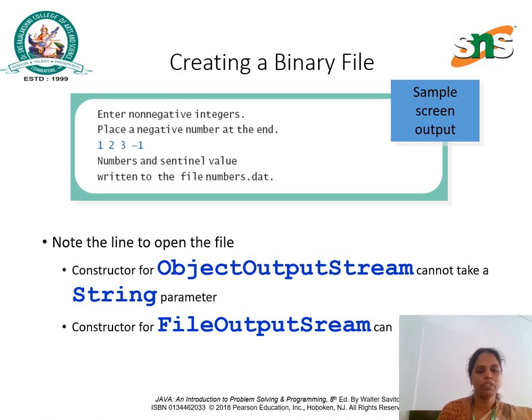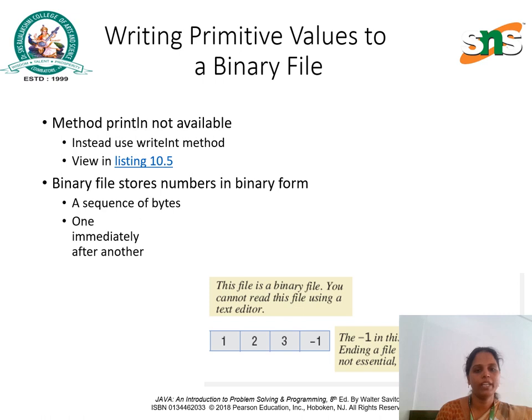So note the line to open the file. Constructor for object output stream cannot take in a string parameter. Constructor for file output stream can take it. So writing primitive values to a binary file. Method println is not available. Instead use the write int method, and a binary file stores numbers in binary form, a sequence of bytes, one immediately after another. So this file is a binary file. You cannot read this file using a text editor. So 1, 2, 3 and then at the end you will have the -1 value. So it is a binary file.